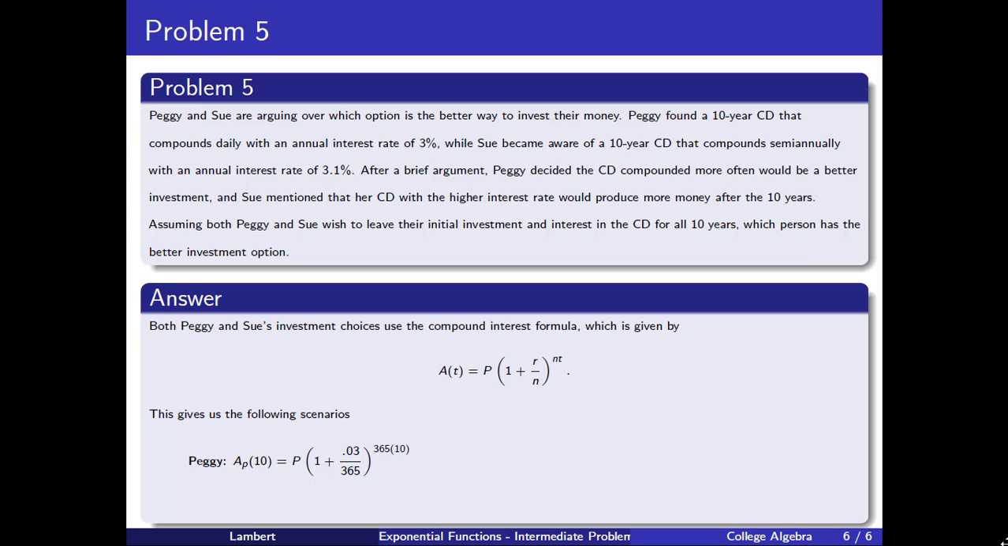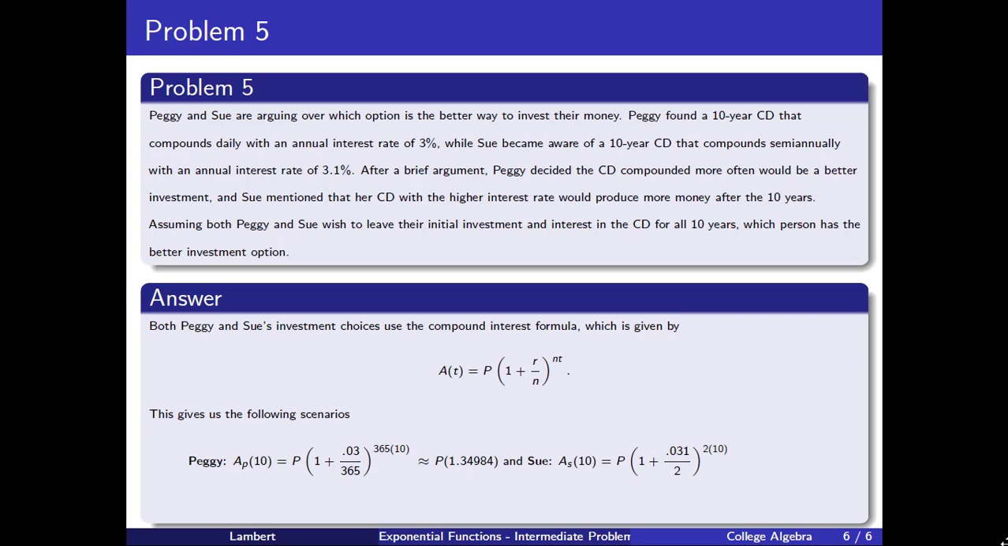What does this give out as a number? Notice we still have P in there, so it's going to be whatever initial investment Peggy chooses, we'll still have that P involved. So this is P times 1.34984.